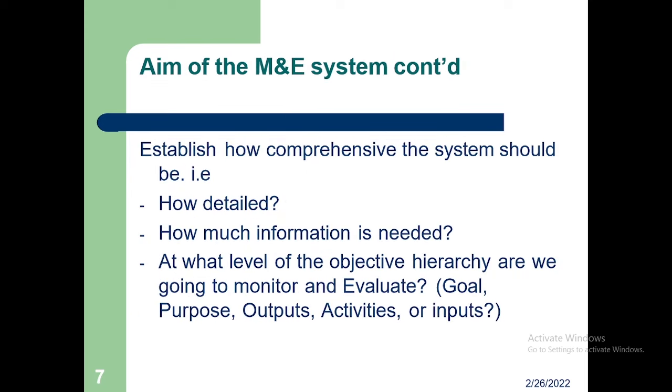So for the aim of establishing an M&E system, you can also look at how comprehensive I need this M&E system to be, how detailed, how much information I need, and at what level of the objective hierarchy I am going to monitor and evaluate. Am I going to monitor at the goal, at the outcome or purpose, or output, activity levels? It informs you in establishing your M&E system that if I'm going to monitor at outcome level, then I need to establish this kind of system or activities. Then I can do a comprehensive system for all the hierarchy of results.